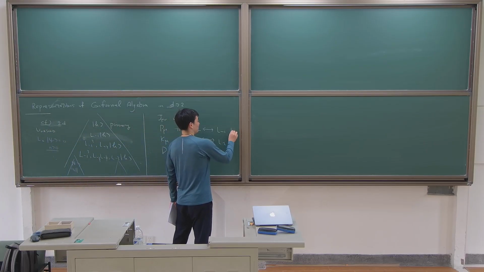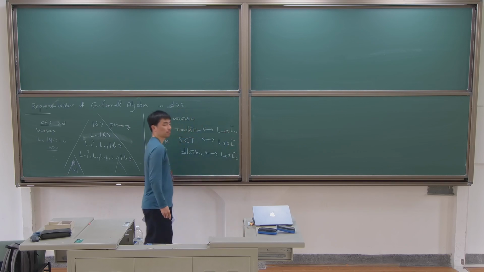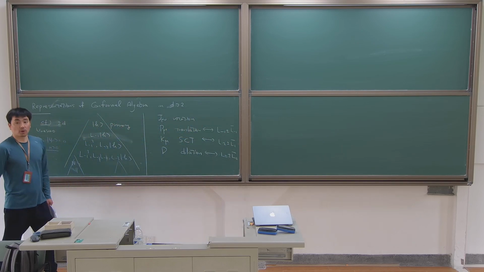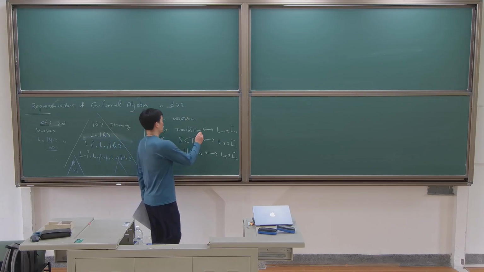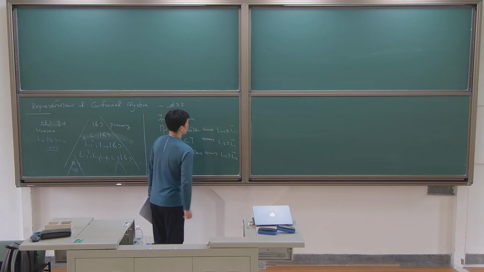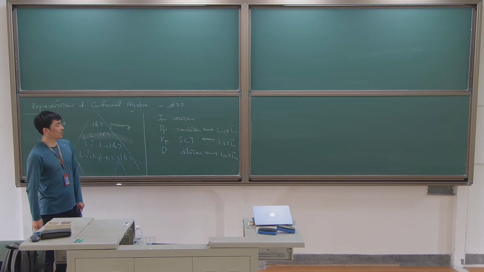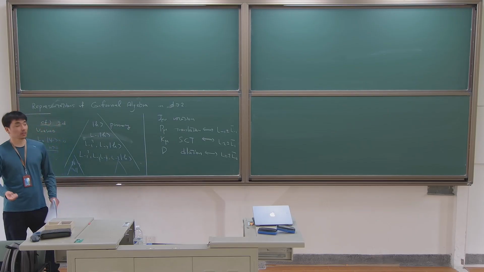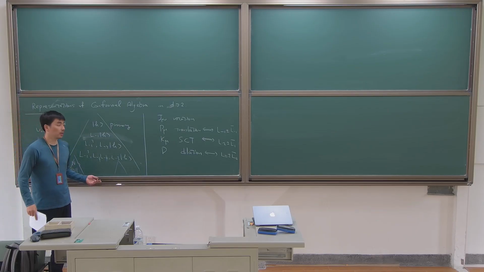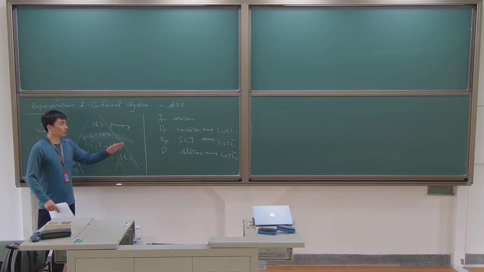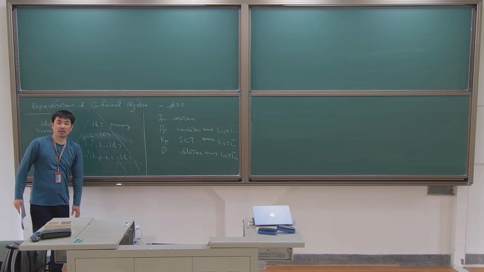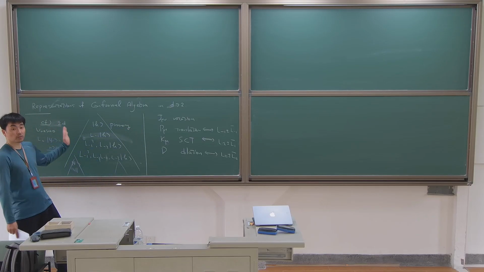So roughly, P corresponds to L minus 1, and K corresponds to L plus 1. And then, of course, it's a finite dimensional Lie algebra rather than an infinite dimensional one.